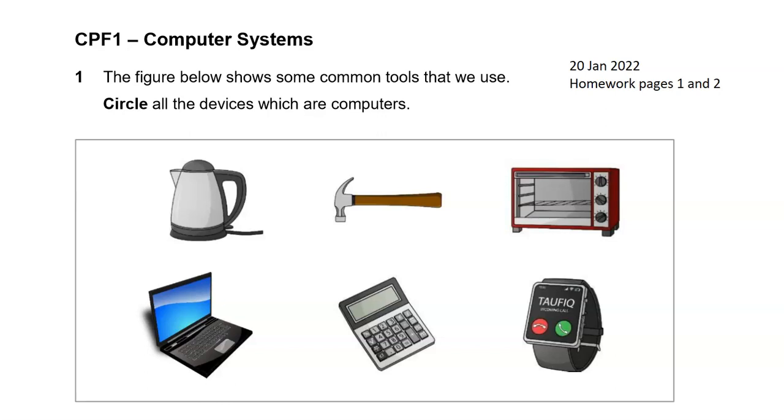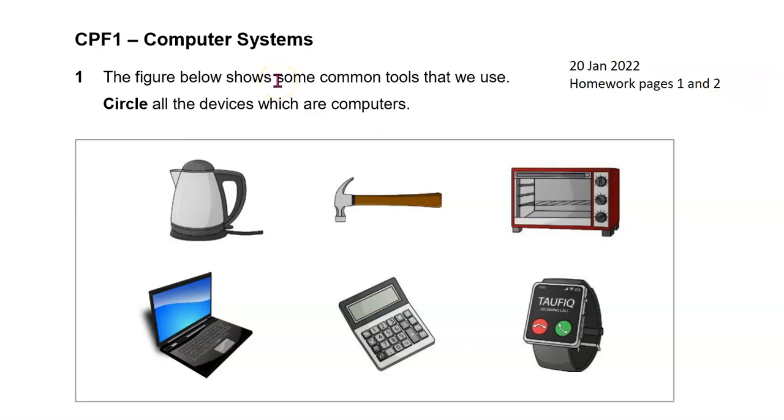Okay, so let's start. CPF 1 Computer Systems tests you on your knowledge of the operation of a computer. Remember: input, process and output. Okay, so first of all, question number 1. Circle all the devices which are computers. So what's the answer?